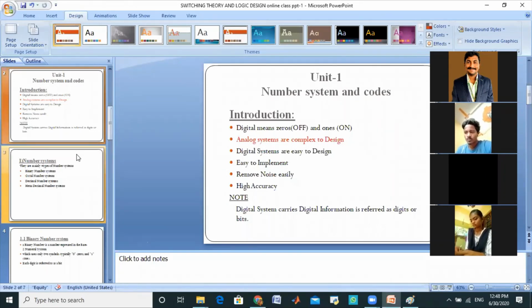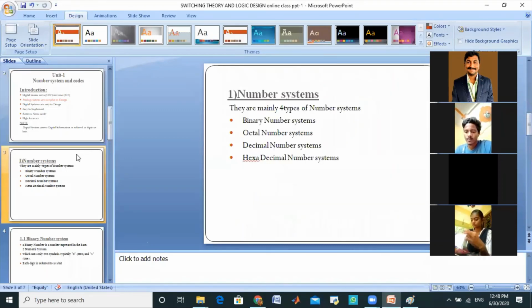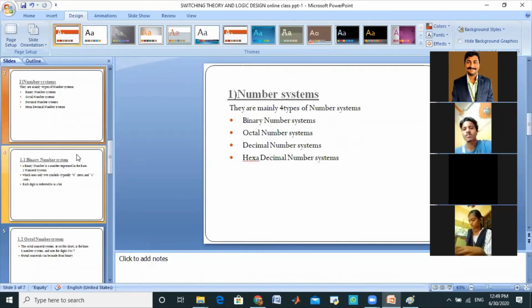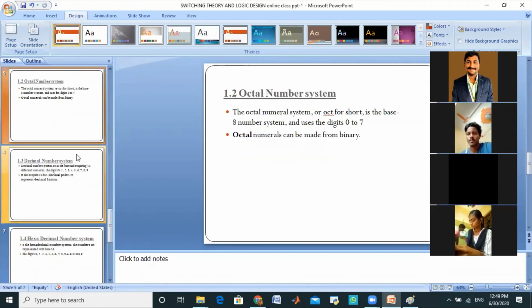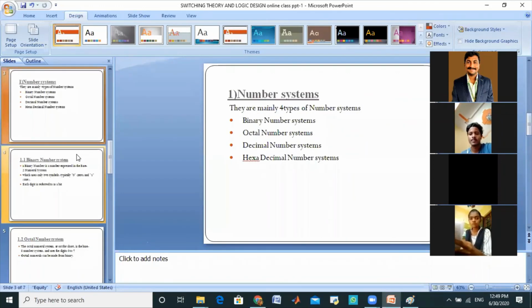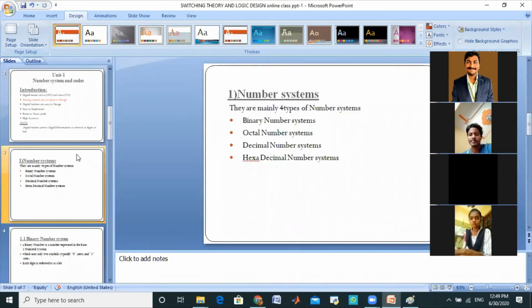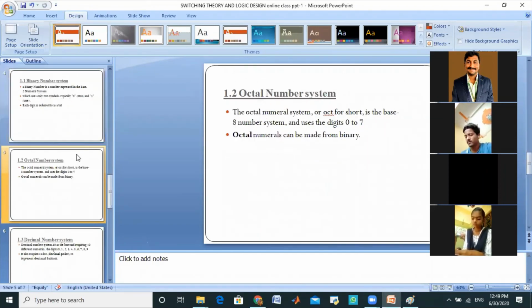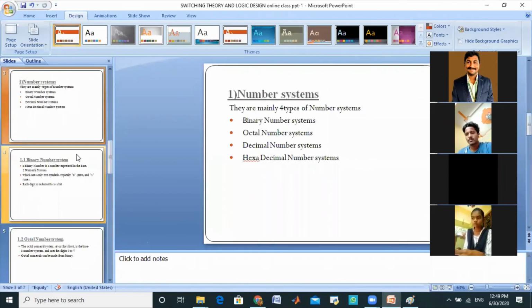And the next question: how many types of number systems are there? So there are four types of number systems. Line by line they write about each number system, and they explain each number system in this way. If they ask how many types of number systems and to explain each number system, you can write that there are four types of number systems, and explain each and every number system in detail, guys.